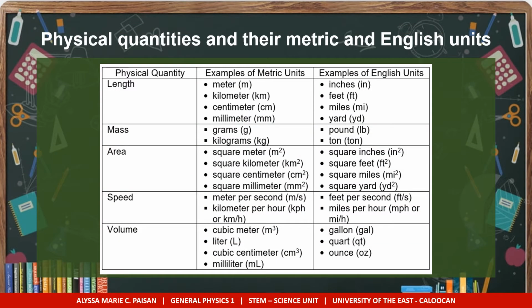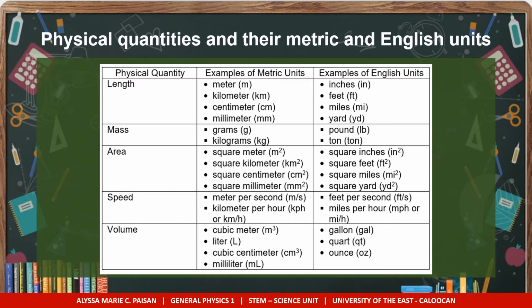Shown in this table are some examples of metric units and English units used for physical quantities like length, mass, area, speed, and volume. For length, we have metric units like meter, kilometer, centimeter, and millimeter. For length, we have English units such as inches, feet, miles, and yard. For mass, we have metric units such as grams and kilograms. For English units, we have pound and ton.